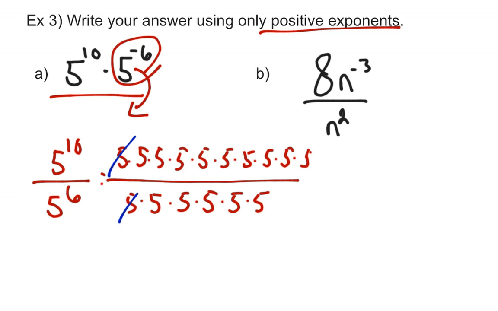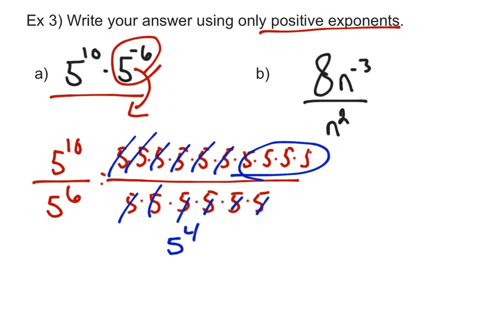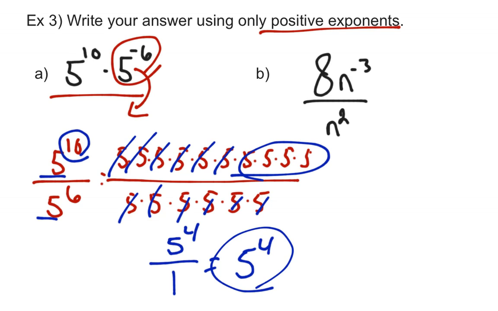And let's slash kill. So those go away, and we just keep slash killing. Okay, now what do I have left? I have 4 of them left on top, so that's 5 to the 4th. On the bottom there's nothing left, which means it's a 1, and that can be simplified then to 5 to the 4th power. Again, the shortcut is, they're both 5s. Which one has more? Well, there are more on top, because 10 is 4 more than the 6. So there are 4 more on top. That's the shortcut if you don't want to write all of that out.